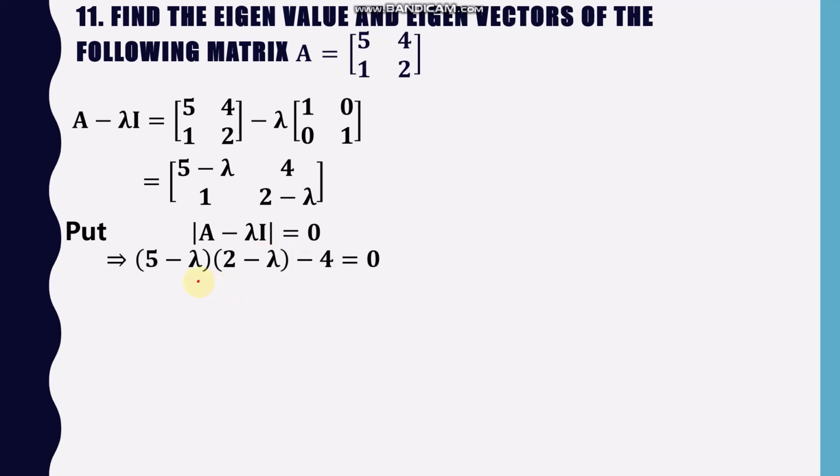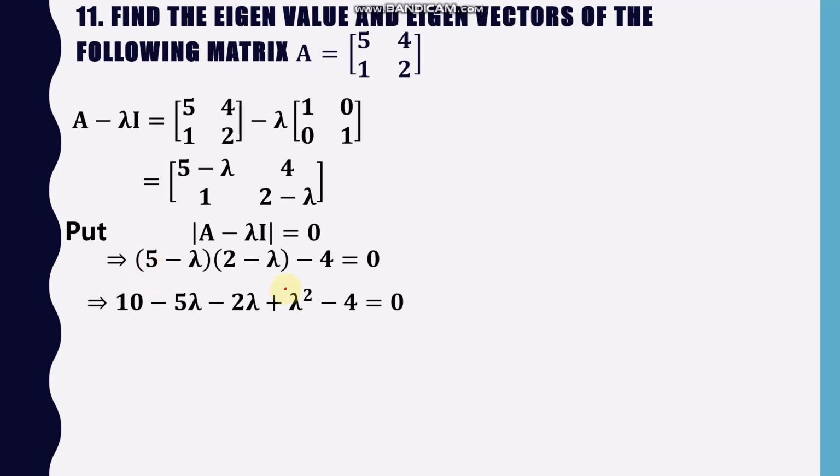So the determinant of this matrix will be equal to 5 minus lambda multiplied by 2 minus lambda, minus 4 multiplied by 1, which is 4, equal to 0. From here we will get a quadratic equation. We will solve that quadratic equation and find out the values of lambda. The values of lambda will give us the eigenvalues. So let's simplify this equation.